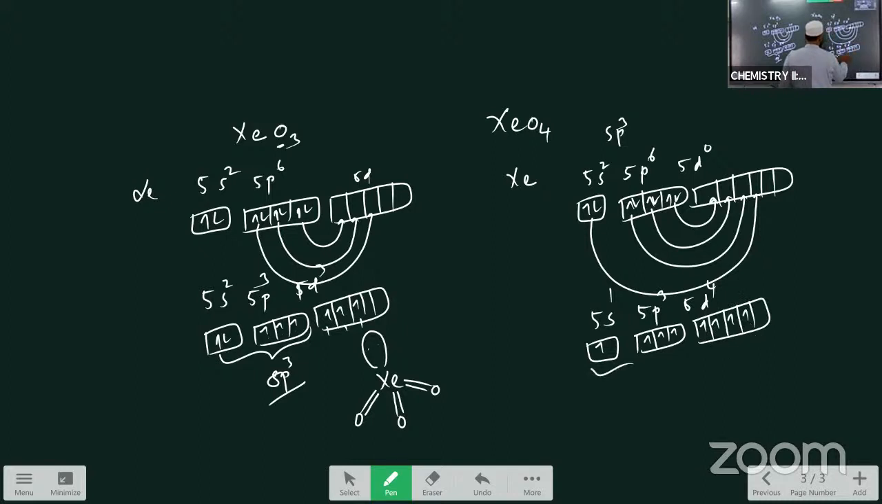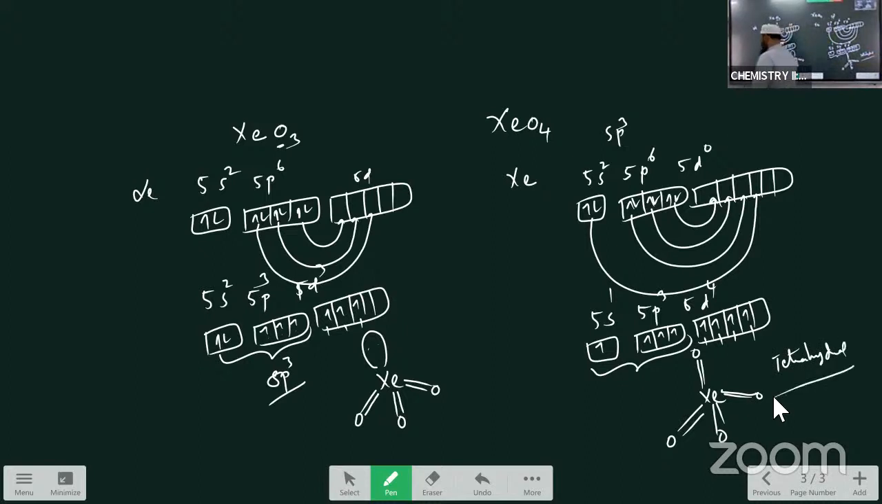In this also xenon undergoes sp3 hybridization. As a result of this hybridization on the xenon, 4 hybrid orbitals are formed. Each one overlaps with the oxygen atoms and forms 4 sigma bonds. Now the remaining 4 unhybridized orbitals form pi bonds with the oxygens like this. The shape of the molecule is the tetrahedral shape.